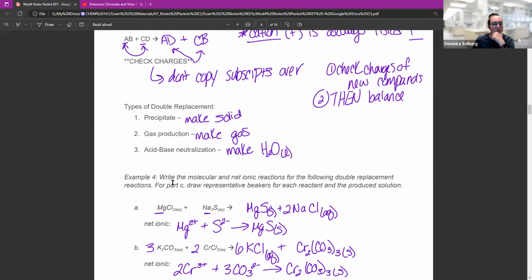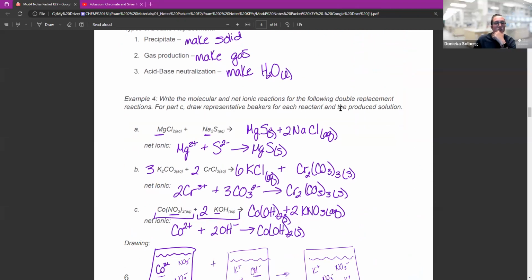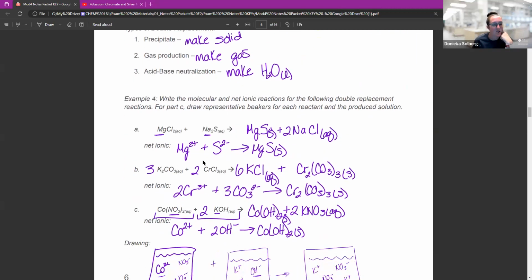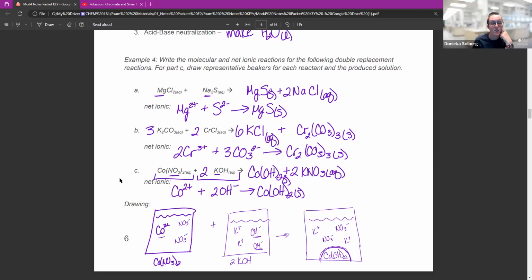I want you to try these ones, writing the molecular and net ionic reactions for the following double replacement reactions. In order to write the net ionic equation, it might be easier for you to first write out the full or complete ionic equation and then cancel out the spectator ions. But if you know what the solid is, you might be able to write the net ionic equation without writing out the full one. Really, the net ionic equation is the one that I care about. So this is your AB and this is your CD. Make sure you switch your first 2 ions, check your charges, and then balance. Give that a shot here for A, B, and C. And then I do want you to draw C. Draw what you started with, 2 separate beakers, and then what happens when you put them together.